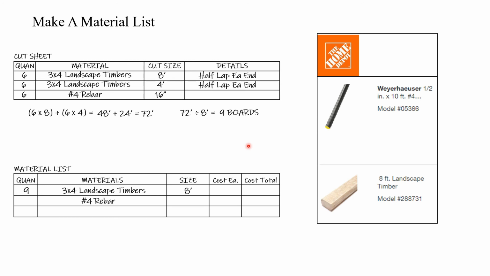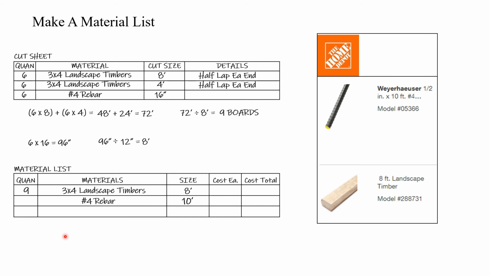All right, for our rebar, it comes in 10 feet pieces. Well, we got 6 16-inch pieces. All right, 6 times 16 is 96. So we got 96 inches here.